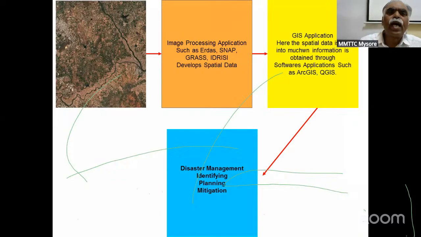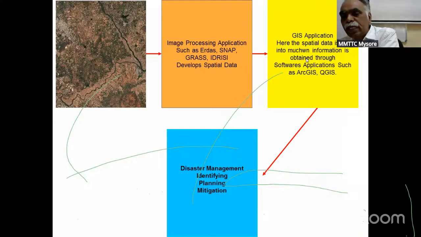We can run hundreds of queries and find out which is the most predominant place of flood, or which is the most susceptible area for landslide. That kind of final output can be obtained from the GIS application. GIS is nothing but Geographical Information System.